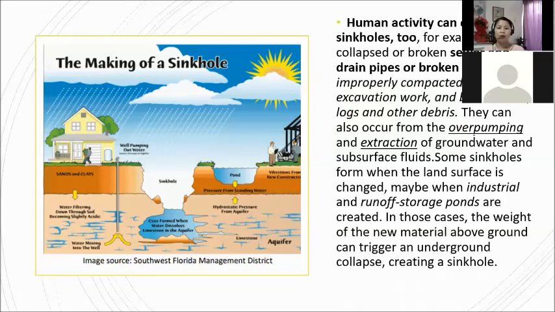No, they can also occur from overpumping and extraction of under or groundwater and subsurface fluids. Some sinkholes form when the land surface is changed, maybe when industrial and runoff storage ponds are created. In those cases, the weight of the new material above ground can trigger an underground collapse, creating a sinkhole. So as in the figure, we look at the figure, this is man-made. Man-made activity would create sinkhole. Okay.